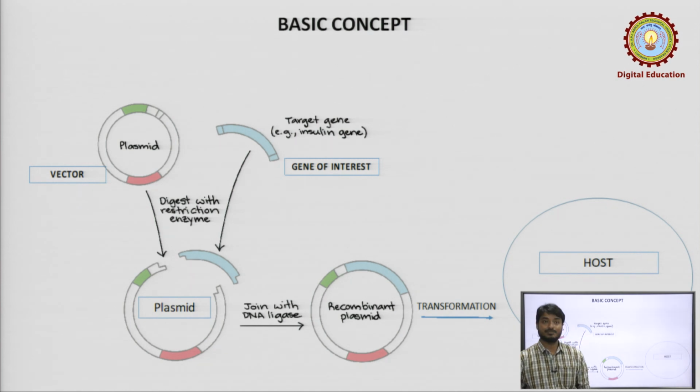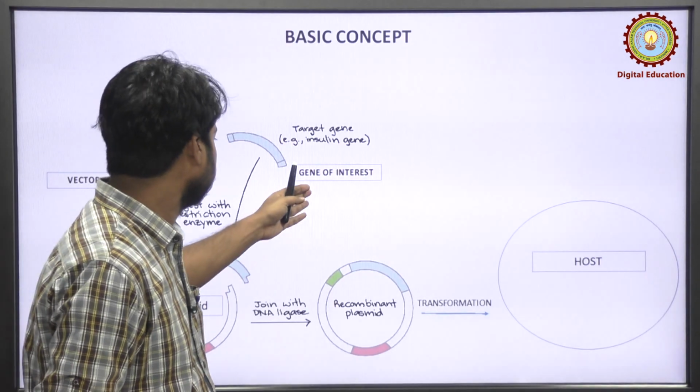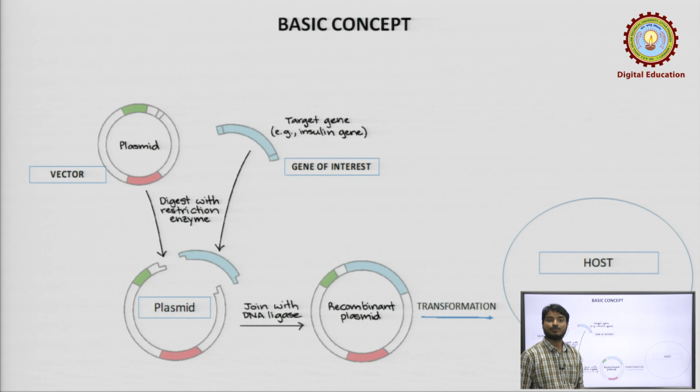So this is the basic concept. Here we can see the vector, which can be a plasmid, phasmid, or cosmid, and in this vector we will insert our gene of interest. We use the restriction enzyme for this. We will learn about these restriction enzymes and the vector in a later slide. So we have to insert this target gene into the plasmid. For this we use the restriction enzyme and the ligase enzyme.